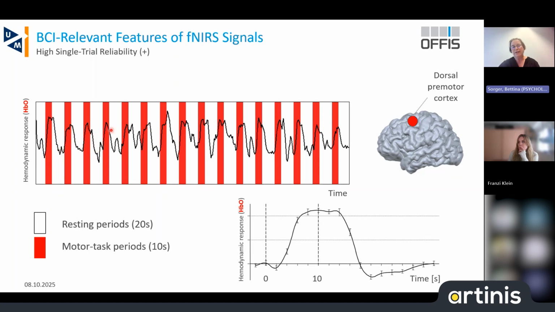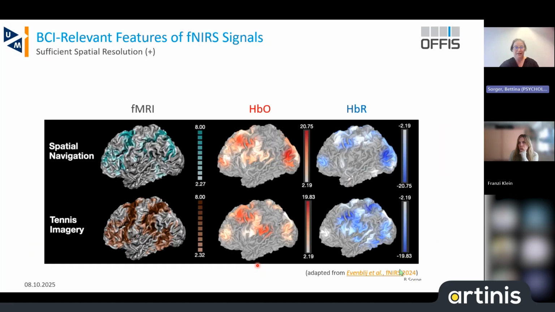This is something we would never have with EEG, but here we have this at every single trial. And when you average across all the single trials, you see nicely the hemodynamic response function, even the initial dip here. So it's really prototype-like, the response that you see here from this data.